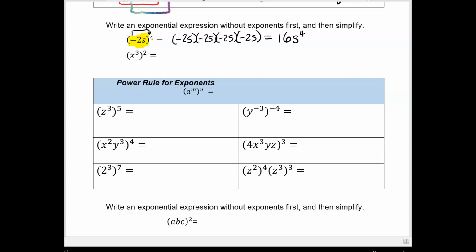Moving on, we have x to the third squared, which means if we wrote it as repeated multiplication, it would be x to the third times another x to the third, right? Which is x times x times x times another x times x times x. So what is that? It's x to the sixth power.